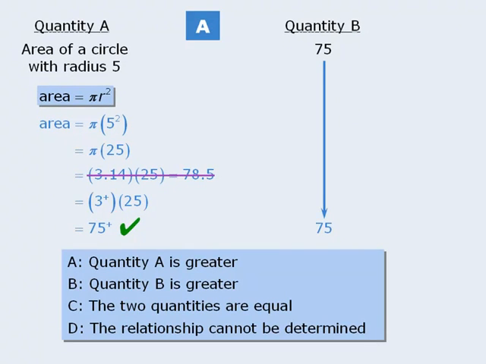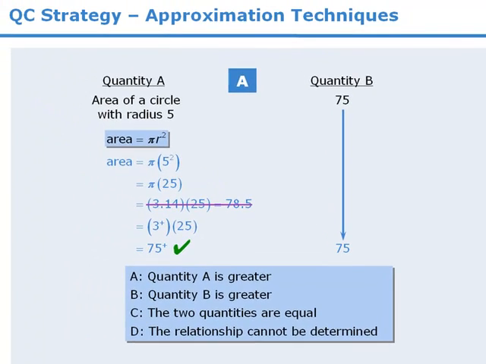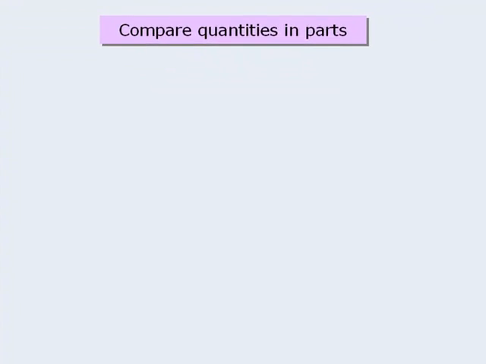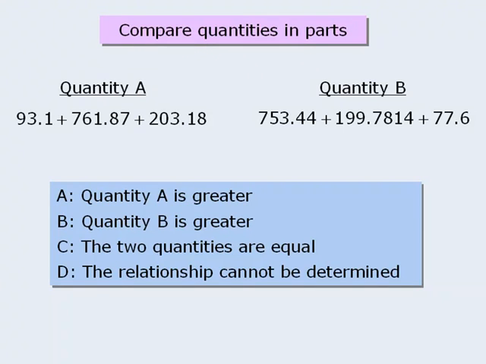As you can see, we were able to solve this question without performing any lengthy calculations. This will typically be the case with GRE math questions. Now, when it comes to using approximation to solve quantitative comparison questions, another useful strategy is to compare the quantities in parts. Here's an example of how this strategy works.